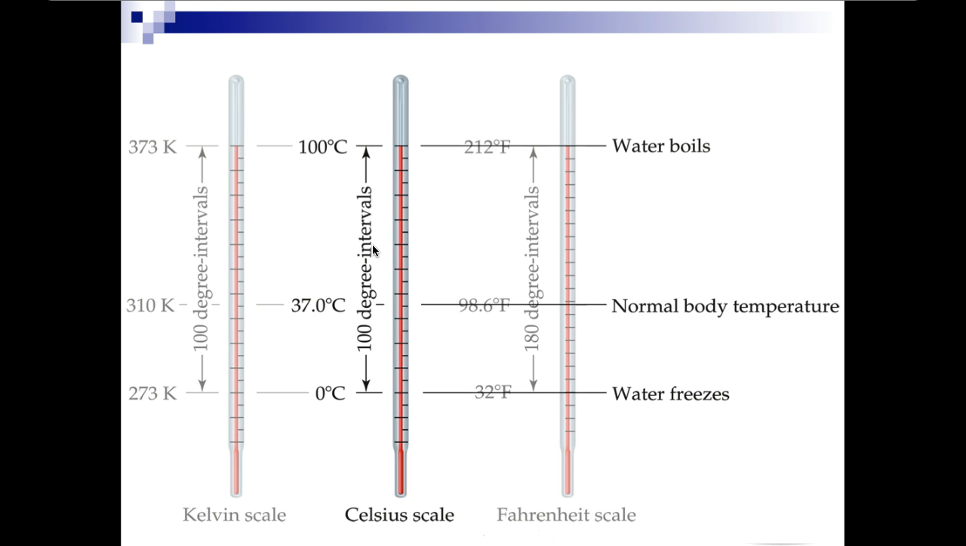Let's look at it next. So when we're looking at Celsius, you can have negative temperature. Water boils, we go in 100-degree intervals, okay? Water boils at 100 degrees Celsius. Water freezes at 0 degrees Celsius, and the normal body temperature is 37 degrees Celsius.